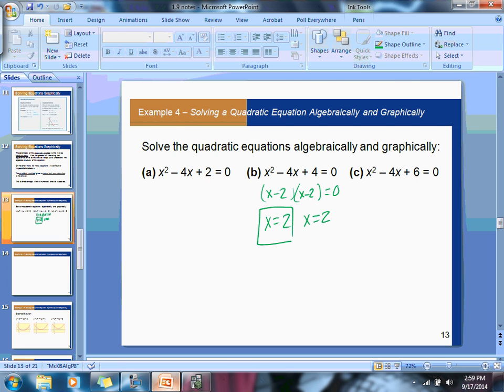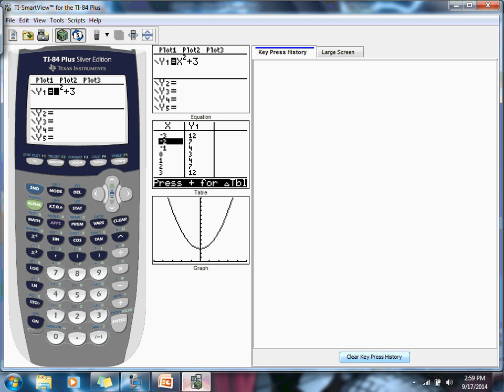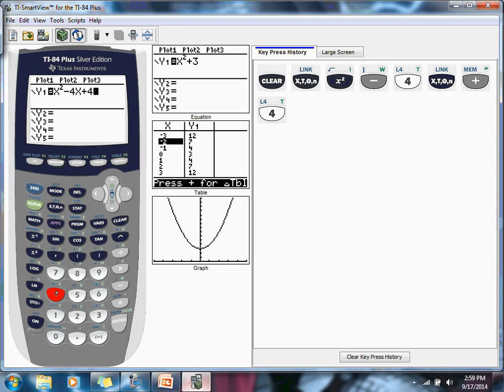Now, on my graphing calculator, how I would do that is I would go back to y equals. Let me clear that out. And I'll clear out everything that's in there. And I'm going to put in that equation, x squared minus 4x plus 4. So instead of setting it equal to 0, I'm setting it equal to y. And I'm going to do zoom 6 again so that I get a nice standard graph.